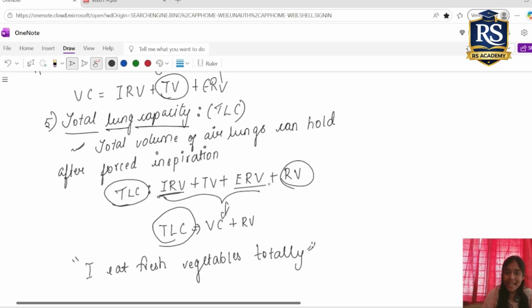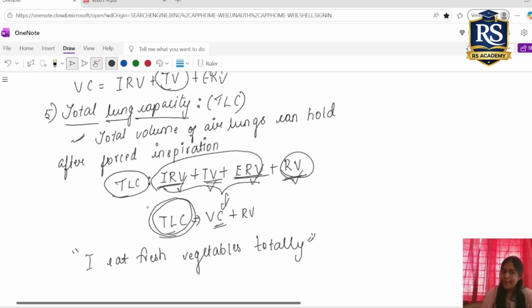So, the total lung capacity is calculated by inspiratory reserve volume, expiratory reserve volume along with the tidal volume. And these three make vital capacity, right? And along with residual volume. So, if you add inspiratory reserve volume, expiratory reserve volume, tidal volume along with the residual volume, we will be getting the total lung capacity.